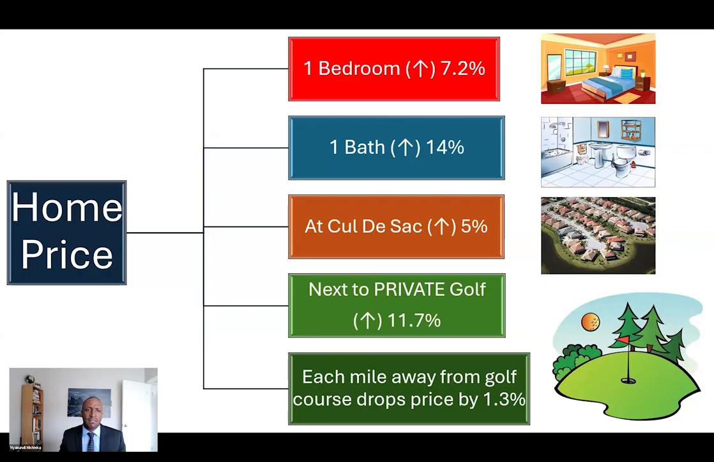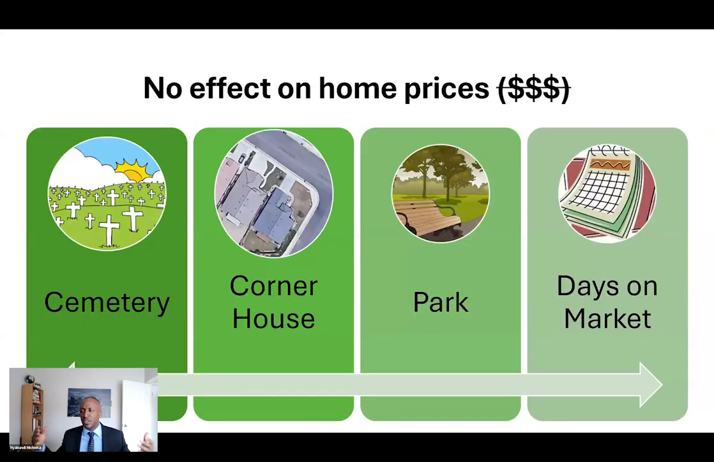And also, when we looked at other things, there was no impact of having your house close to a cemetery. There was no impact of having your house at a corner lot. There was no impact of having your house at the park, or the days on market did not impact our value. So that's what we did for our study, and that's what we found.